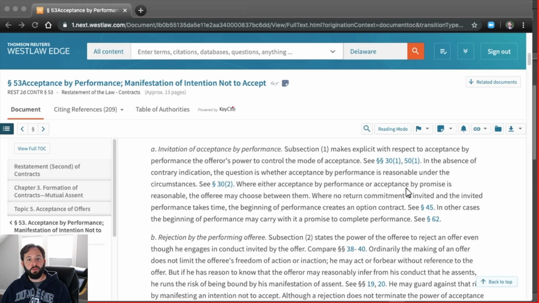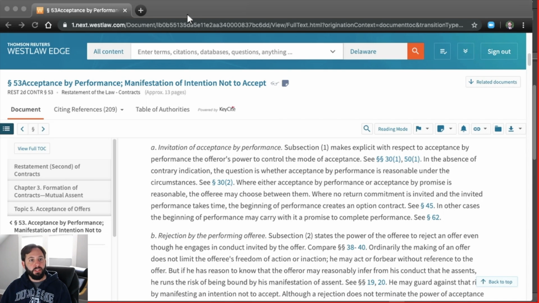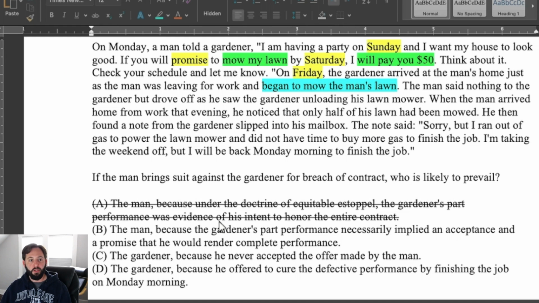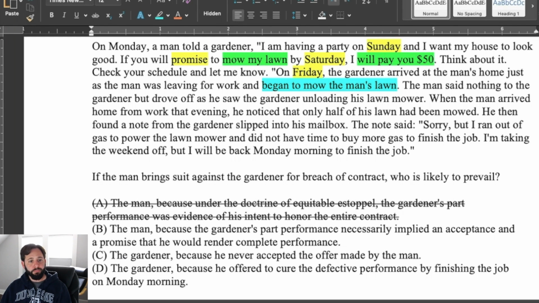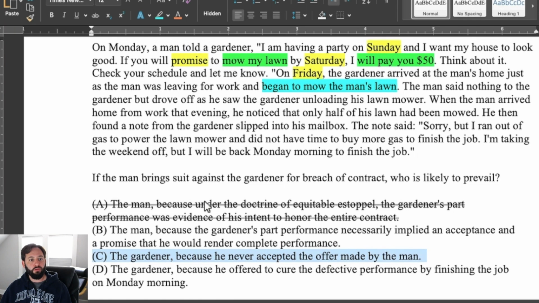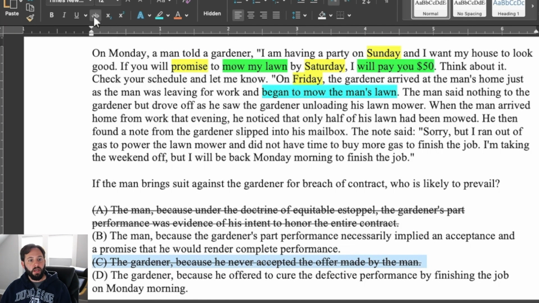Where either acceptance by performance or acceptance by promise is reasonable, the offeree may choose between them. And that seems to be the case here. There was nothing in the fact pattern that expressly excluded the possibility of acceptance by performance. So going back to our fact pattern, I think we can now rule out answer choice C because in fact the contract was accepted by performance.